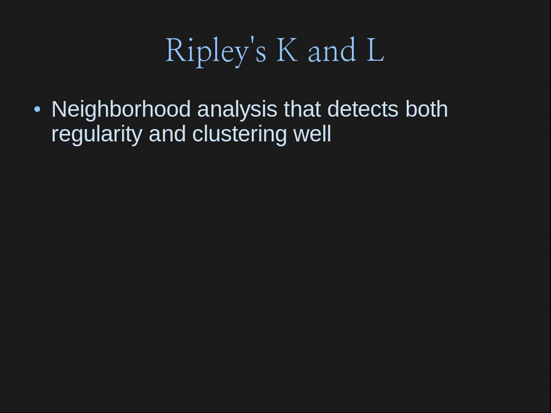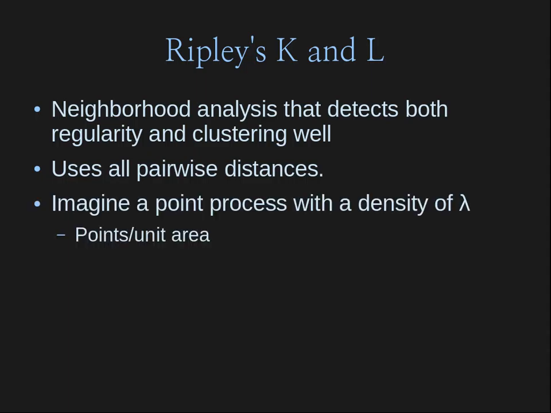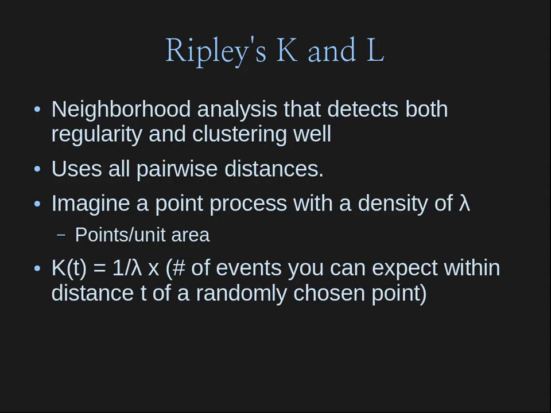And let's talk about what this is. Instead of just using the nearest distance, which kind of gave us a limitation on the D1 test, we are going to use all pairwise distances between all of the points. So how we do this, first off, let's define a couple terms. You can imagine a point process that has a density that we are going to define as lambda. So this is just how many points per unit area, and that is lambda.